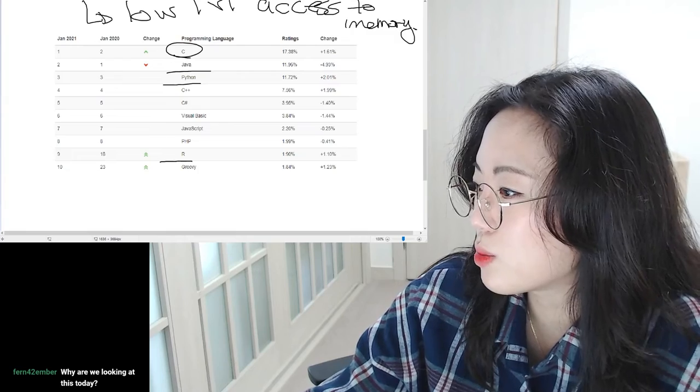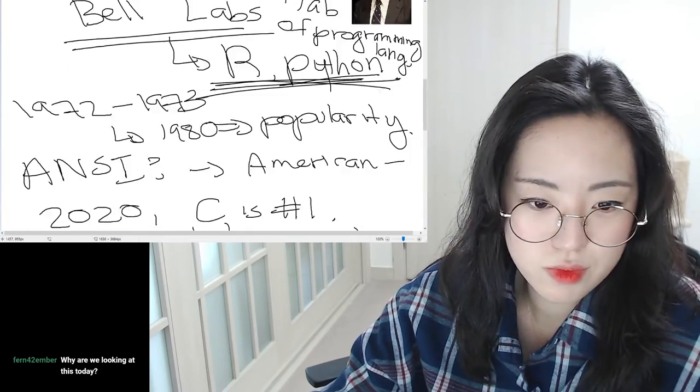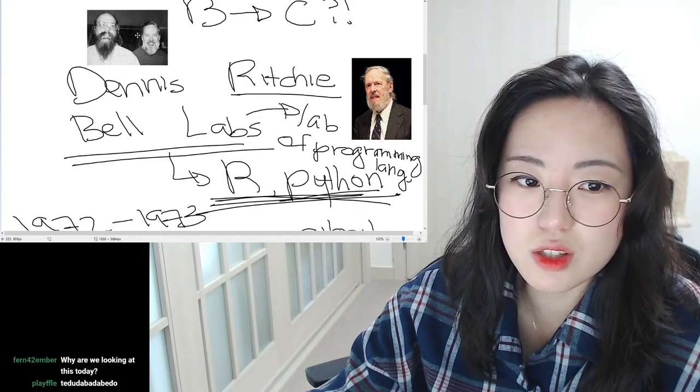Ooh, Dennis Ritchie is here. Sorry. Young Dennis Ritchie.